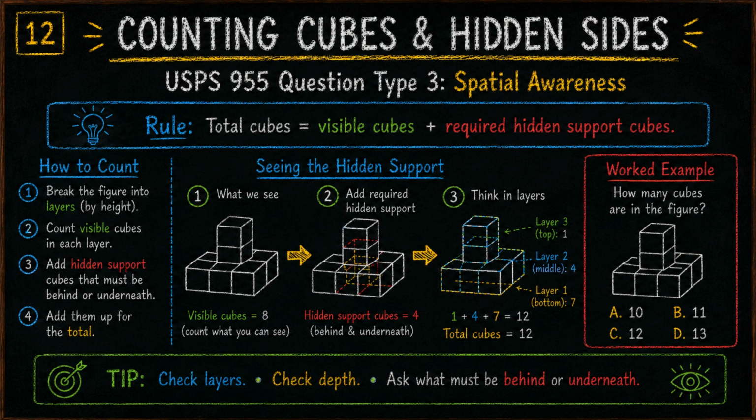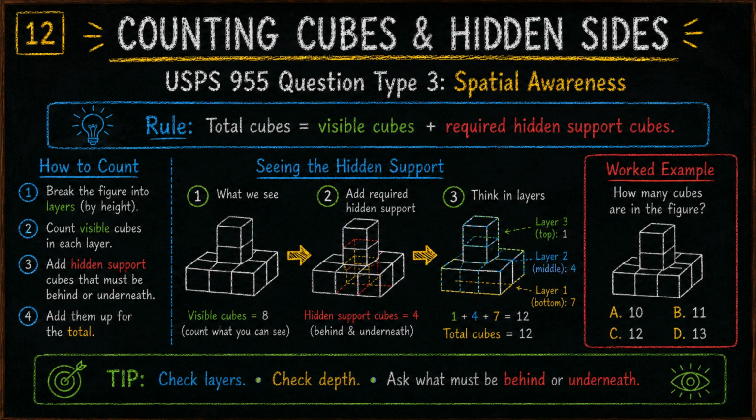The slide example shows the idea. You first count what you can see. Then you add the hidden support cubes that must exist behind or underneath. Then you add layer by layer. This prevents undercounting. A common wrong answer counts only the visible cubes. Another wrong answer counts too many cubes because it assumes every space is filled.